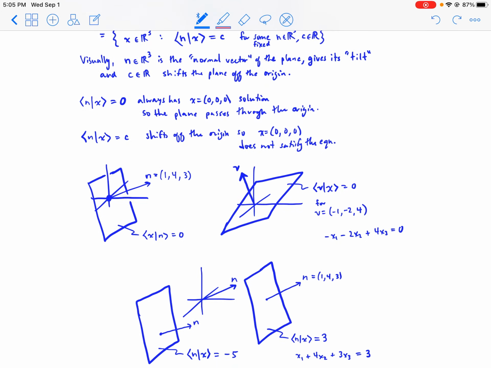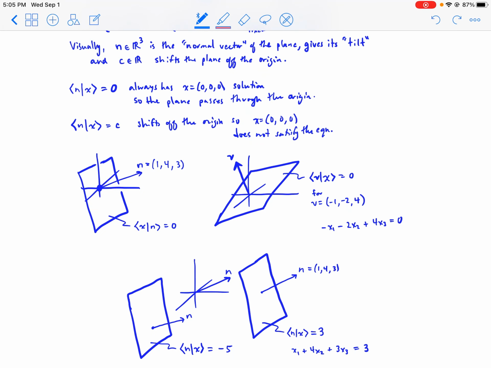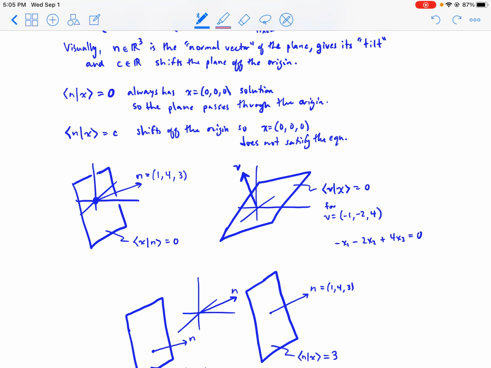And visually, n is the normal vector of the plane. It gives its tilt. And c shifts the plane off the origin. That's what we see here. So if c is 0, if this is the equation of the plane, then x equals 0, 0, 0 is always a solution. So here, this is the point 0, 0, 0. It's also called the origin. The origin is the point 0, 0, 0, whatever dimension, with that number of zeros.